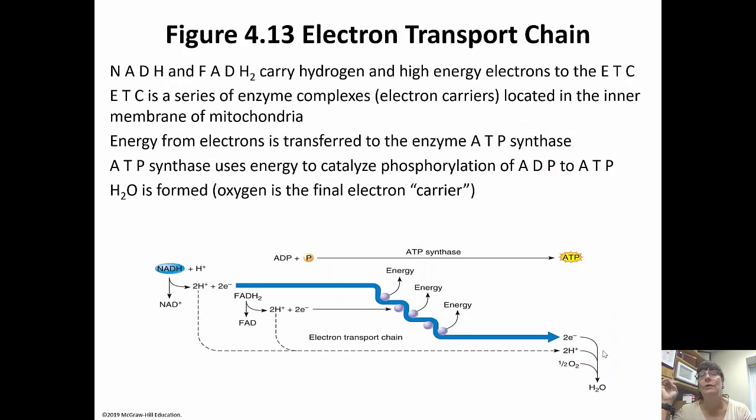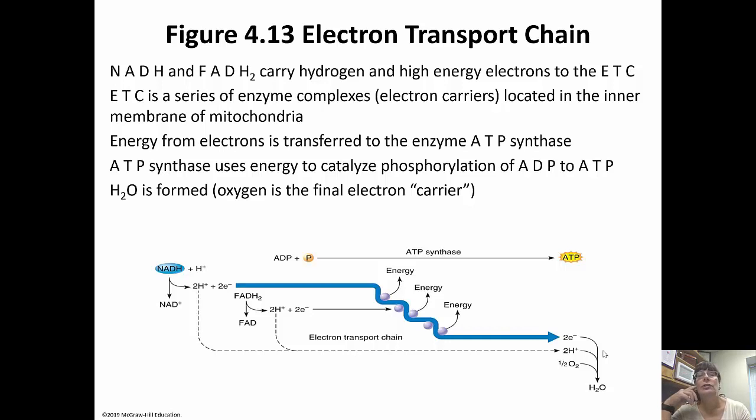NADH and FADH2 are going to carry the hydrogen and the high energy electrons to the electron transport chain. Now, the electron transport chain is just a series of enzyme complexes on the inner membrane of the mitochondria. So the energy from the electrons is going to transfer to the enzyme ATP synthase. ATP synthase, if you look at the name, is the enzyme that synthesizes ATP. So it's going to use that energy to catalyze the phosphorylation of ADP to ATP. Water is going to be formed, and oxygen is the final electron acceptor.